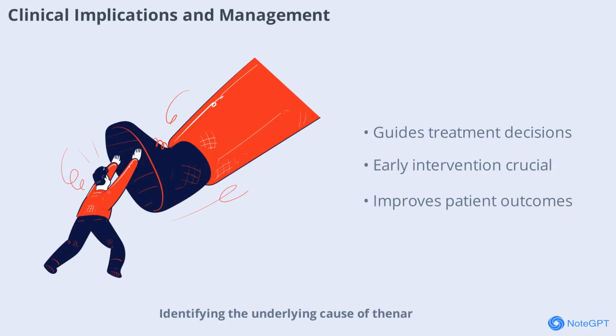Identifying the underlying cause of thenar muscle atrophy is essential for guiding treatment. In cases of CTS, surgical decompression may be indicated, especially when severe atrophy and nerve dysfunction are present. For other causes such as inflammatory or degenerative conditions, targeted therapies are required. Early diagnosis and intervention can help preserve hand function and improve outcomes.